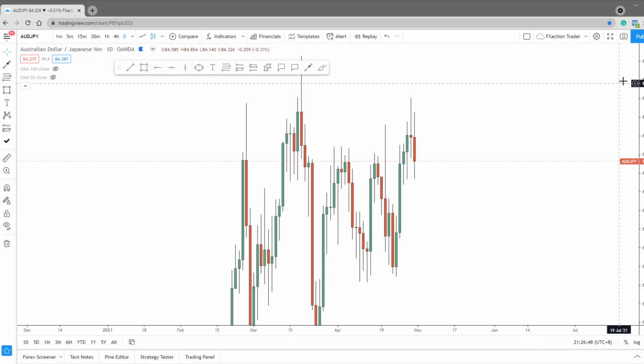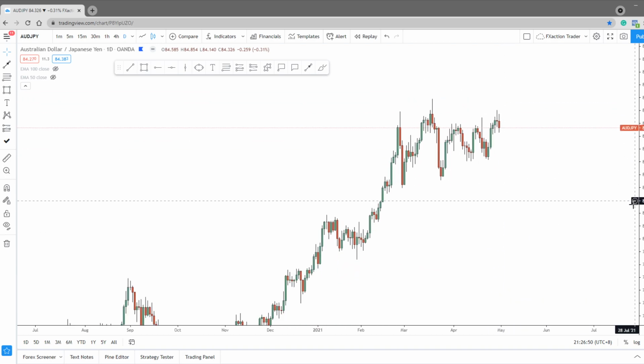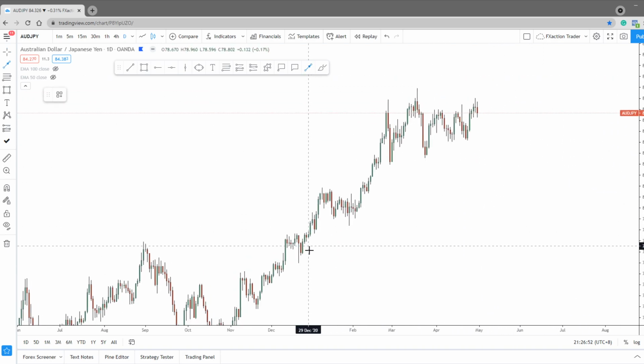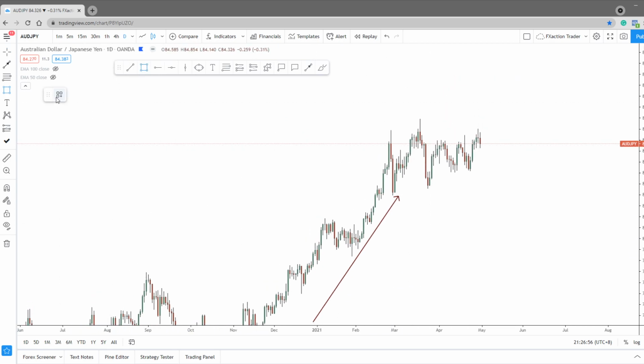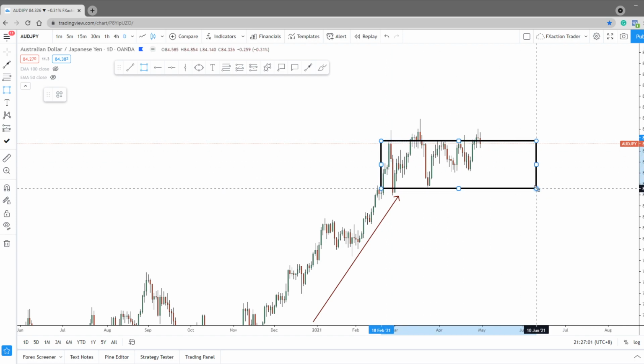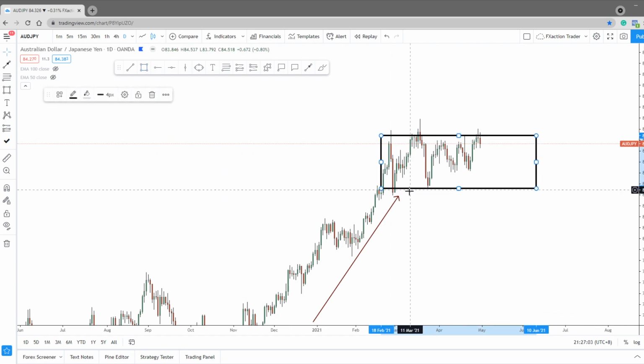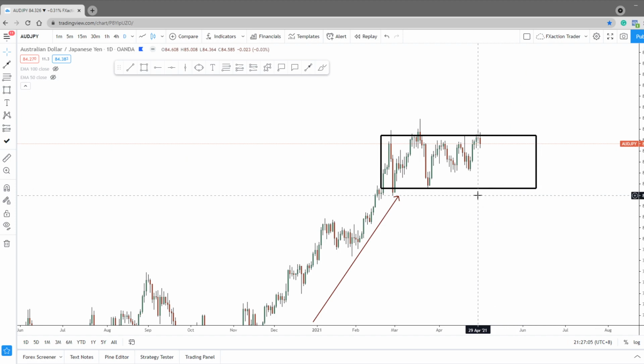So on AUD JPY on the daily chart, we can see that previously the market was in a very strong uptrend, and the market has now entered something like a sideways structure. The market was ranging between these two levels, but we are not going to sell this pair as the market was in a very strong buy momentum before this ranging happened.